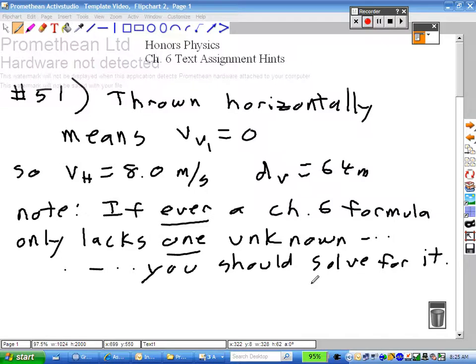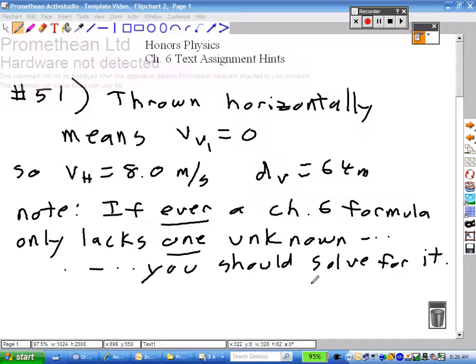Number 51. When things are thrown horizontally, it means that V_V1 equals 0. And that's going to be the case in several of the problems. And recall, this is a very important starting point. If you can't start with that piece of information, the rest of it is not solvable. So you have V_H equals 8.0 meters per second. D sub V is 64 meters. That's how far it falls. And remember, writing the knowns and unknowns is very important.